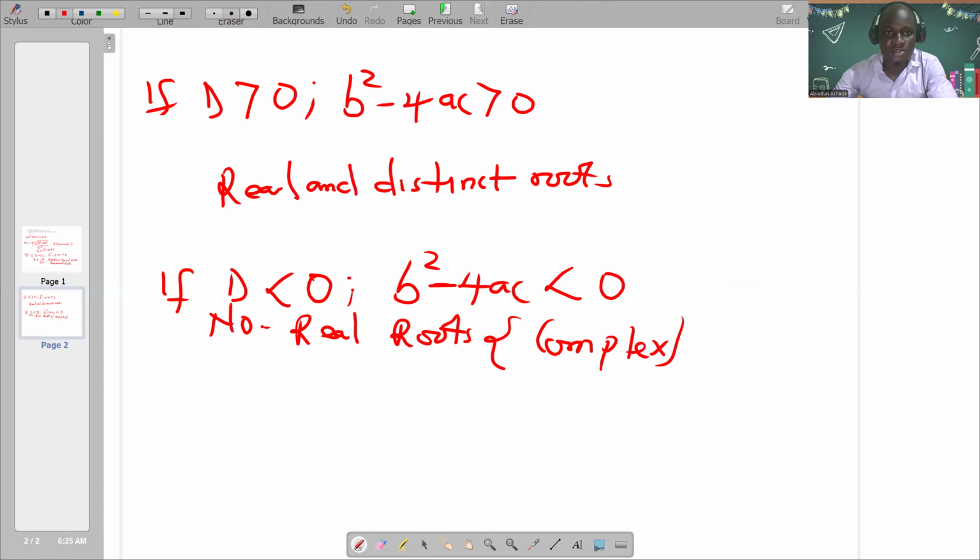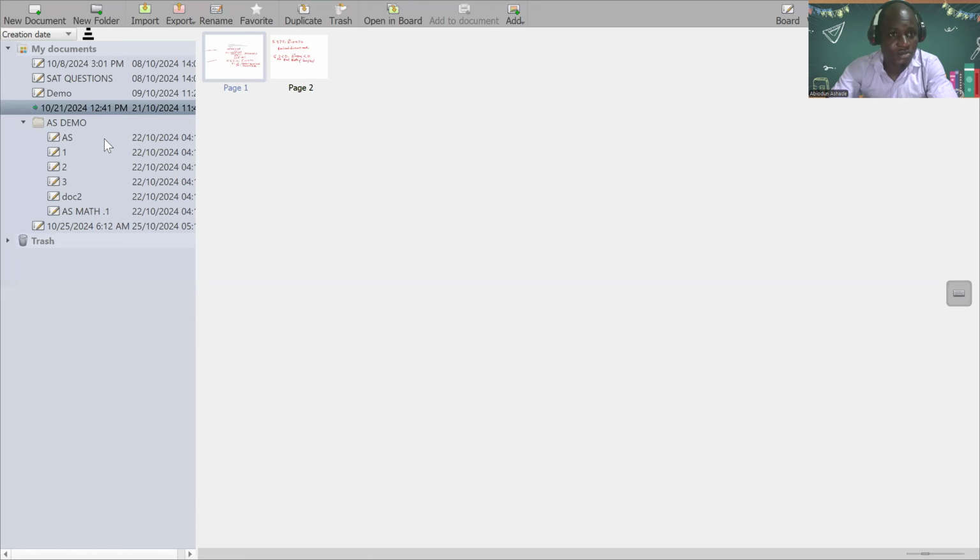So those are the three natures of roots. If d equals 0, we have equal real roots or a repeated root. If d is greater than 0, we have two real and distinct roots. But if d is less than 0, there is no real root; we have what we call complex roots.